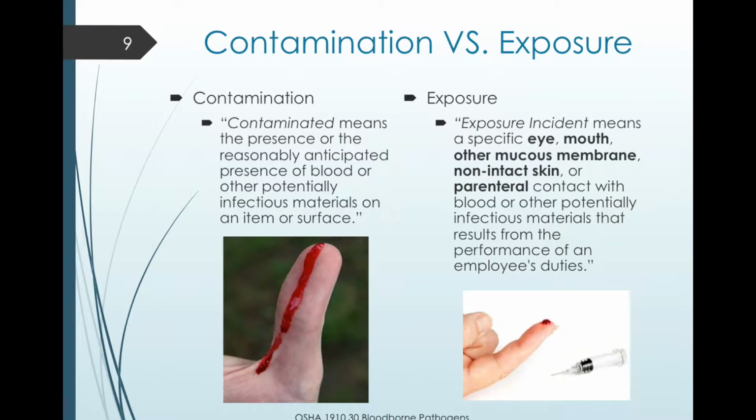Again, to review a contamination versus an exposure. Contamination, its definition here: the presence or the reasonably anticipated presence of blood or other potentially infectious materials on an item or a surface. An exposure, the definition: a specific eye, mouth, other mucous membrane, non-intact skin, or parenteral contact with blood or other potentially infectious material that results from the performance of an employee's duties. So, did it get in a mucous membrane? Did it get in non-intact skin, or did it puncture and get into the bloodstream that way? So contamination, it's just on a surface. Exposure, it actually enters the body in one way or another.